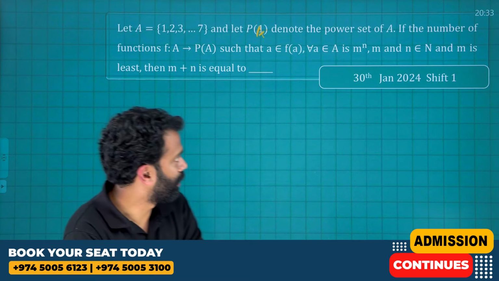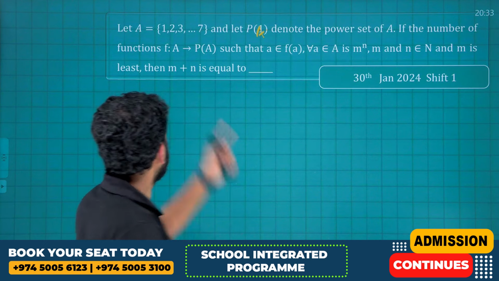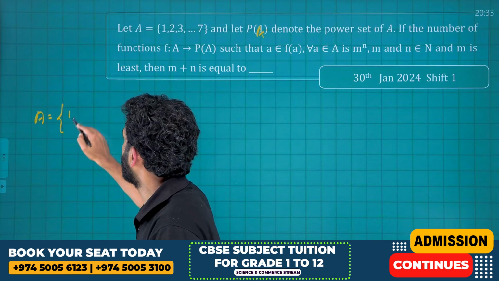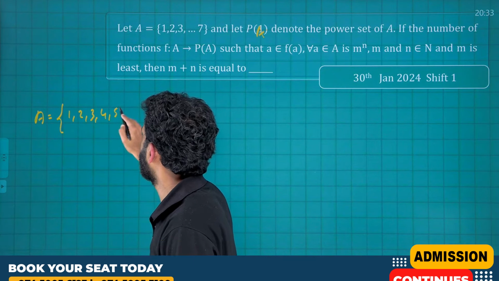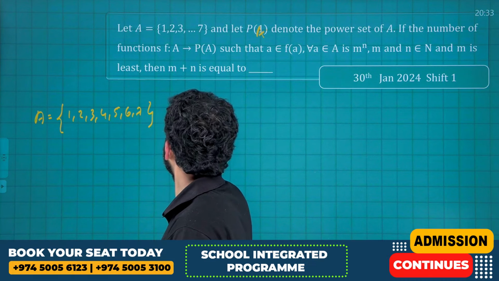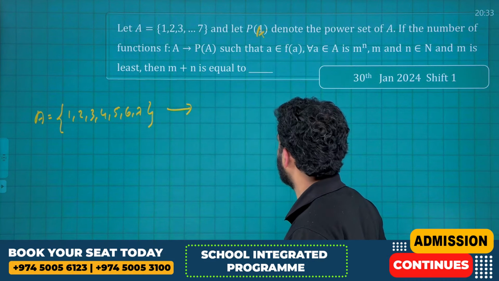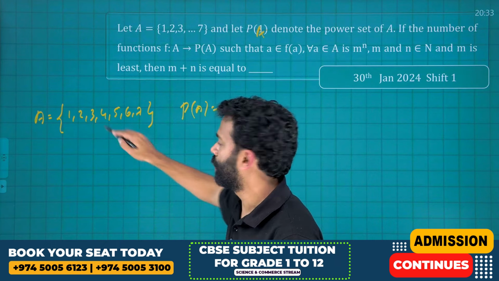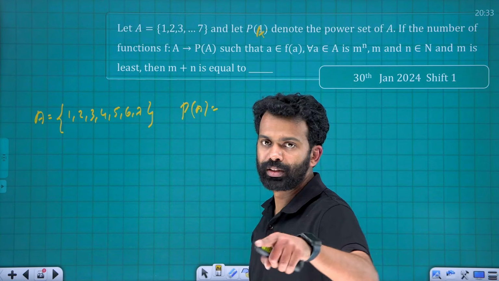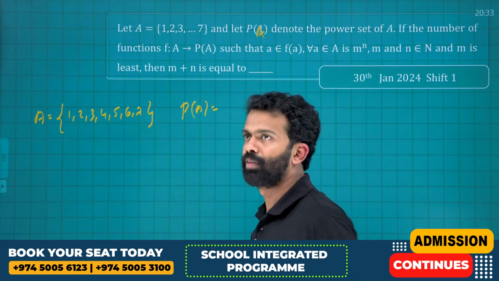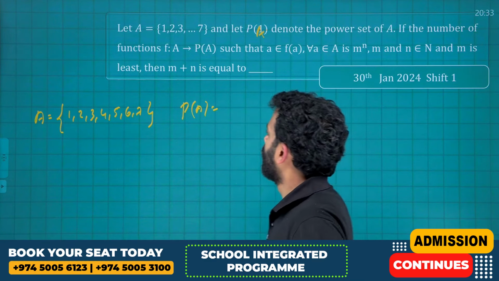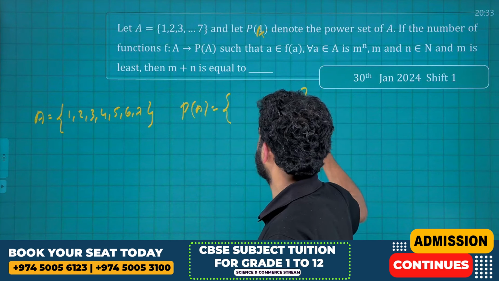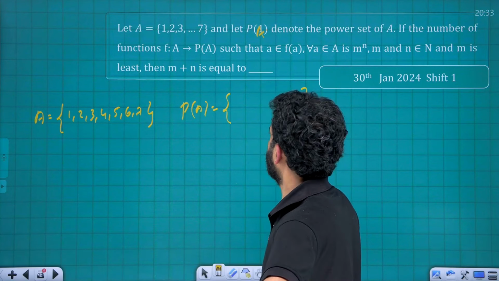Let's check it out. Okay, so A is equal to the set 1, 2, 3, 4, 5, 6, 7, and the function goes to P of A, right? And P of A will have how many elements here? The power set will have, see, this has 7 elements, so the number of subsets will be 2 raised to 7, that is 128. So, P of A will have 128 elements here.